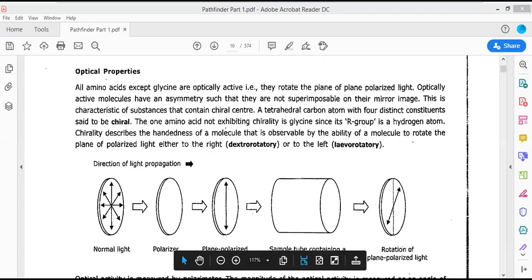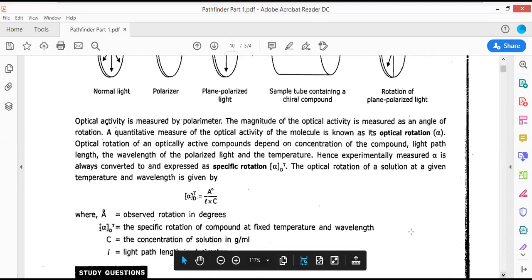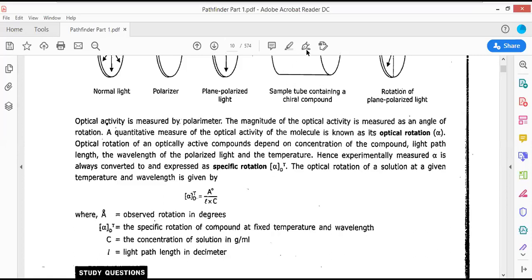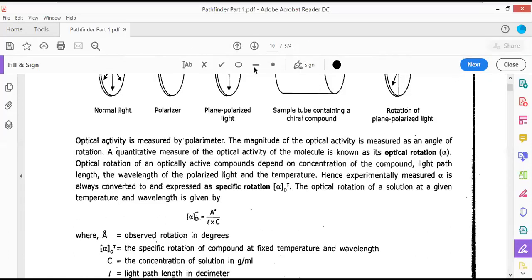Now moving forward, a quantitative measure of the optical activity of a molecule is called optical rotation. When you try to quantify the optical activity of a molecule, then the phenomenon is referred to as optical rotation. You are measuring the amount of optical activity that a molecule possesses. If you are able to measure the amount of activity of the molecule, then it is referred to as optical rotation, and optical rotation is given by the term alpha.